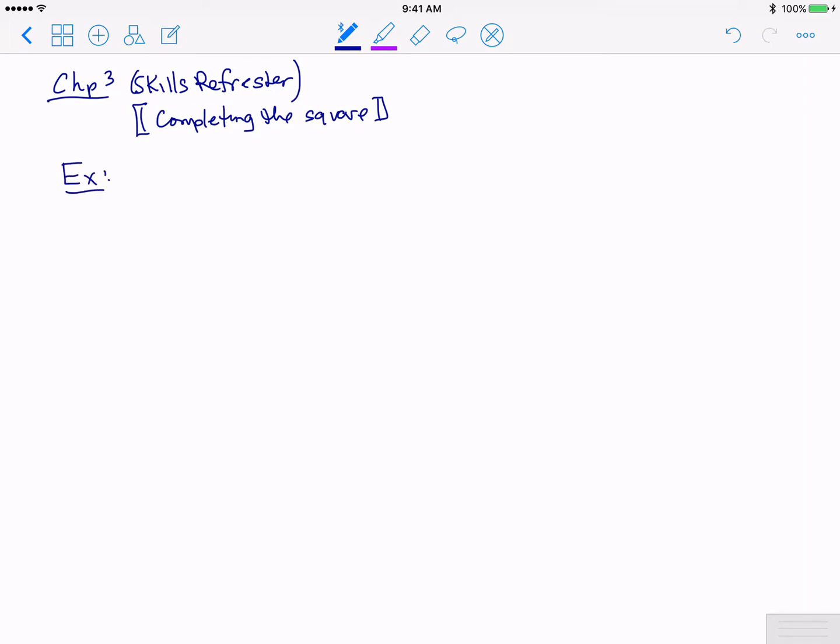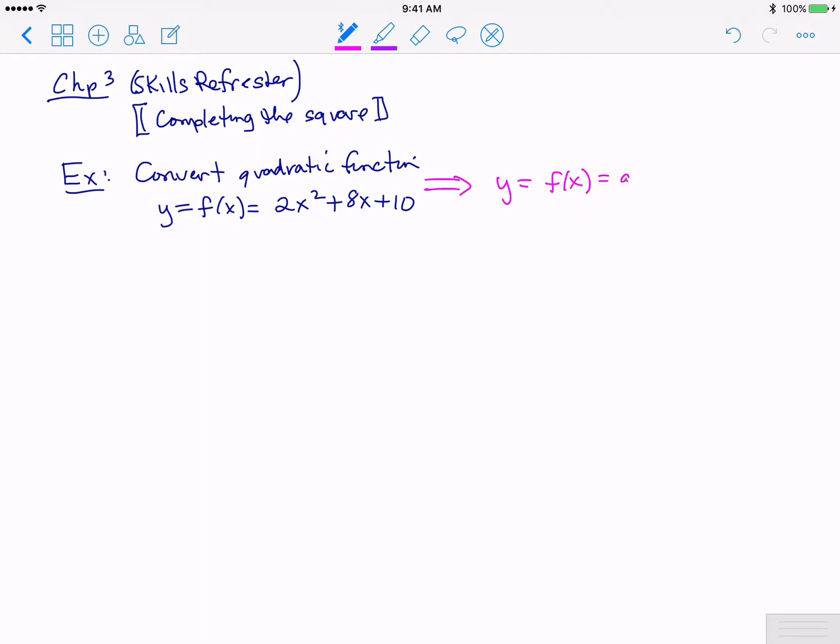So in our example, the idea is that we are trying to convert a quadratic function of the form y equals f of x is equal to 2x squared plus 8x plus 10, to an expression y equal f of x is equal a times x minus h squared plus k. This is the idea. We're trying to convert this formula here to this particular format.